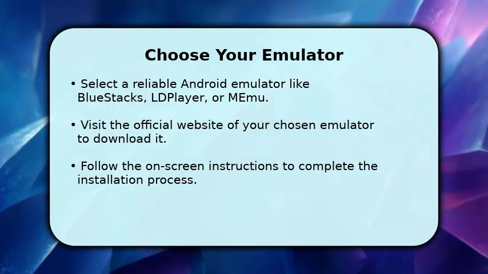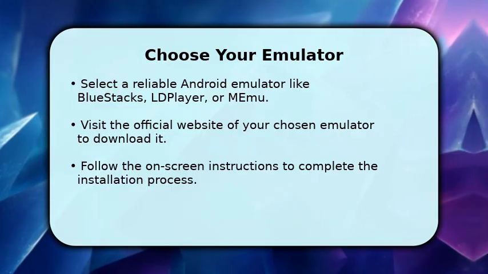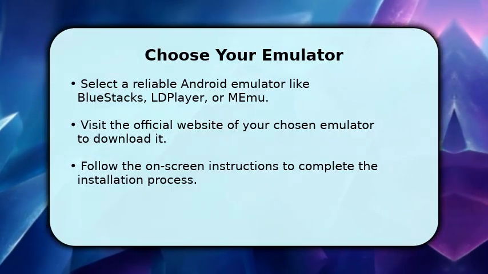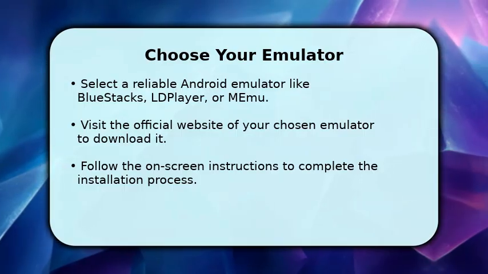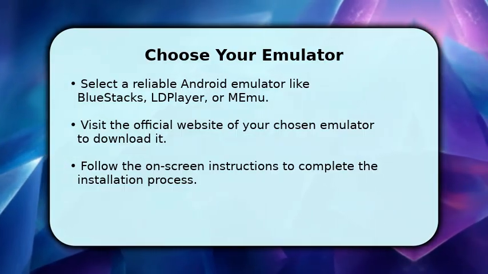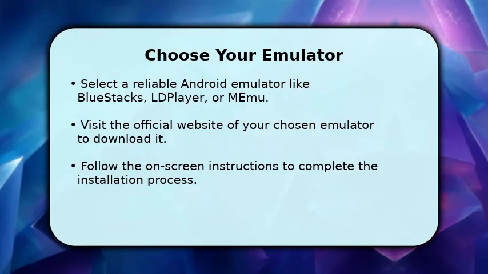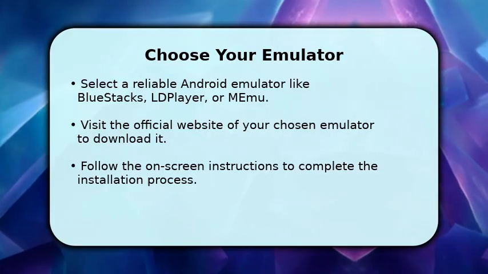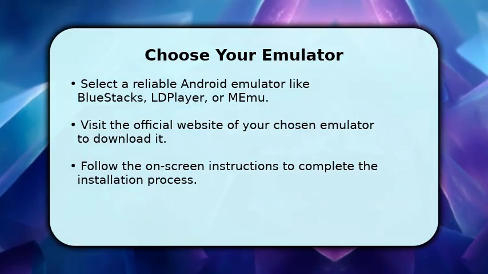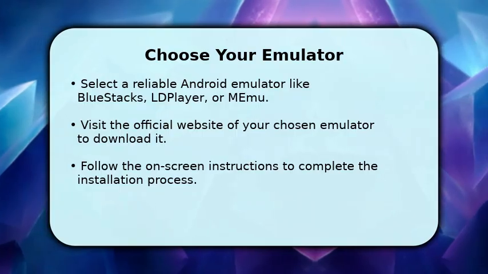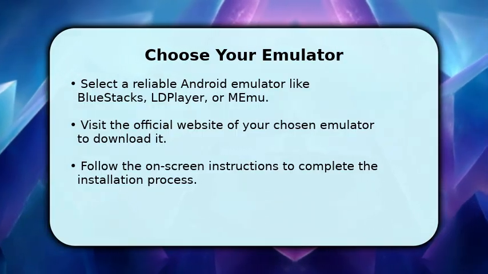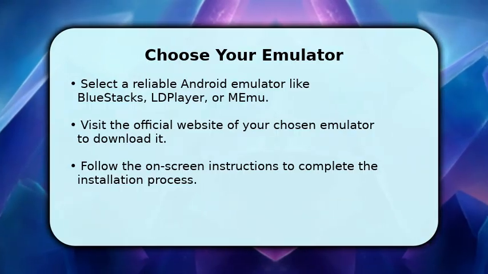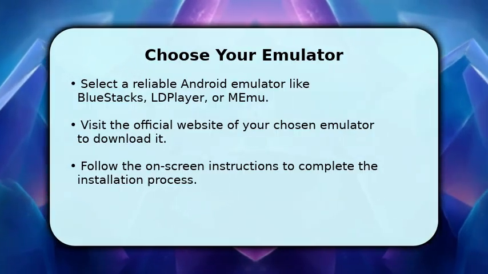The first step is to choose a suitable Android emulator for your computer. Popular and effective options include BlueStacks, LD Player, and MEmu. Once you have made your selection, navigate to its official website and download the installer. Follow the straightforward on-screen instructions to install the emulator on your PC. After installation, launch the program and sign in using your Google account to gain access to the vast library of applications available on the Google Play Store.